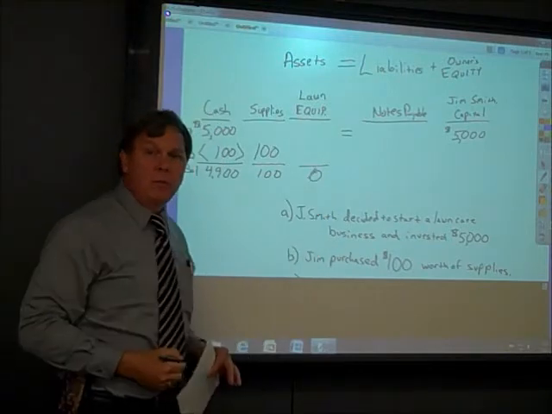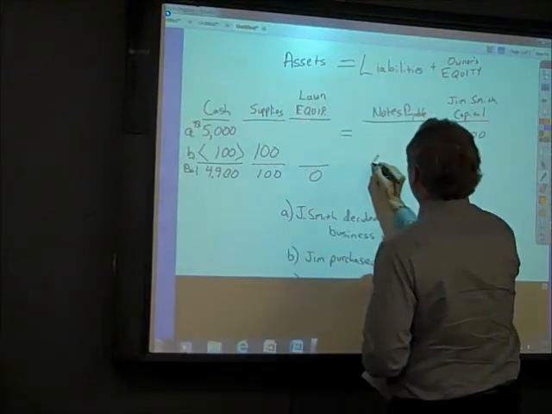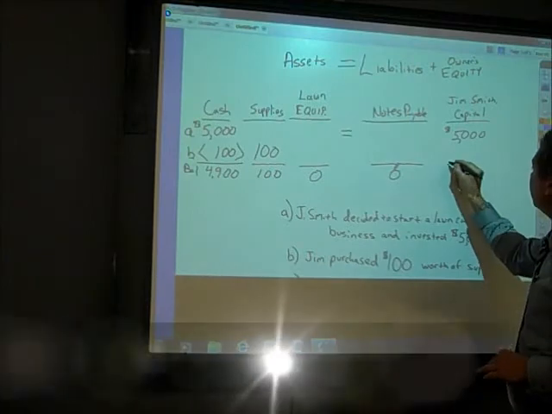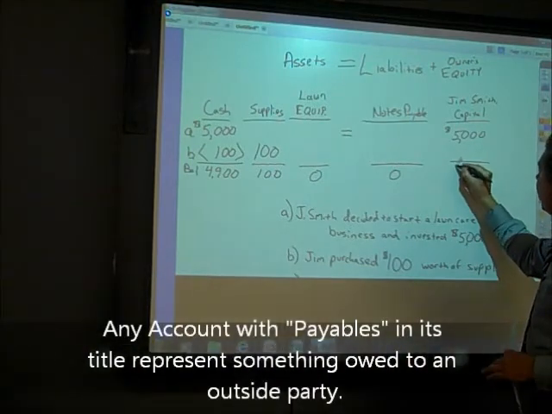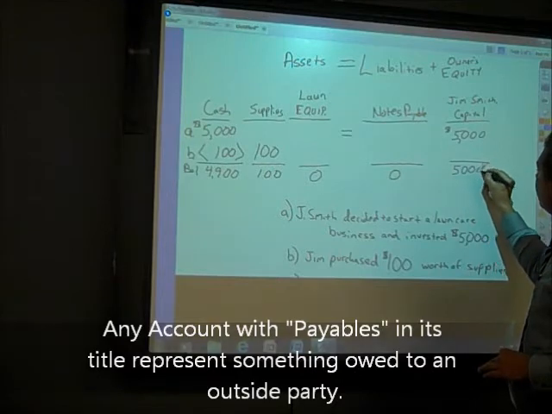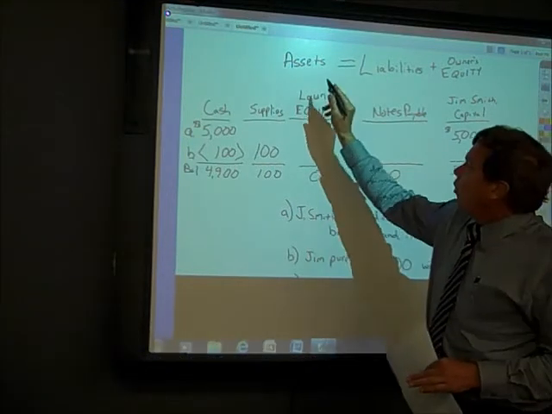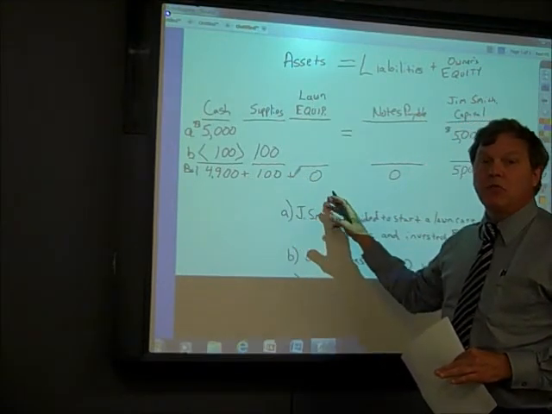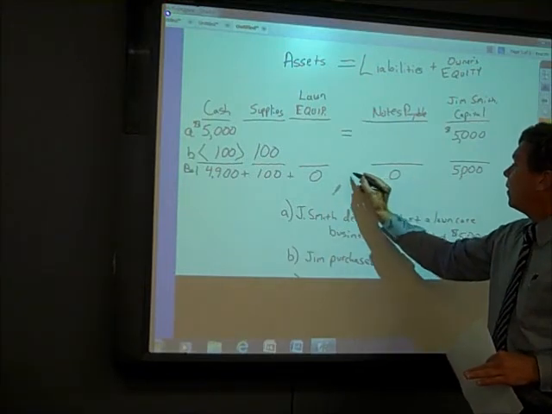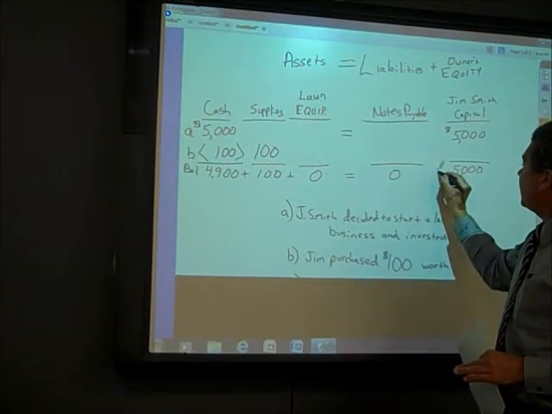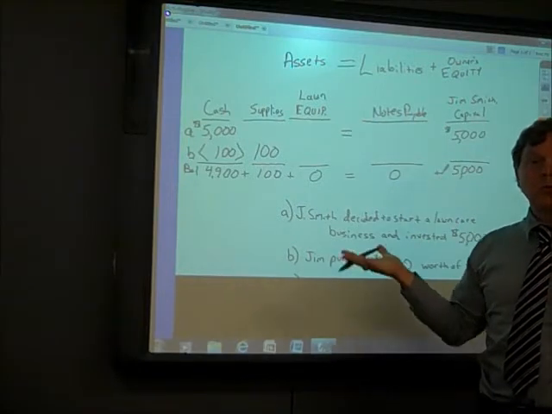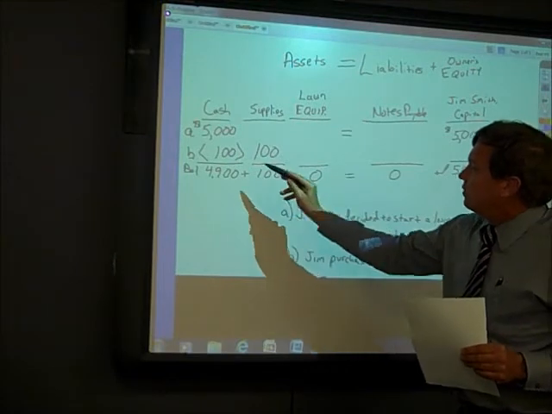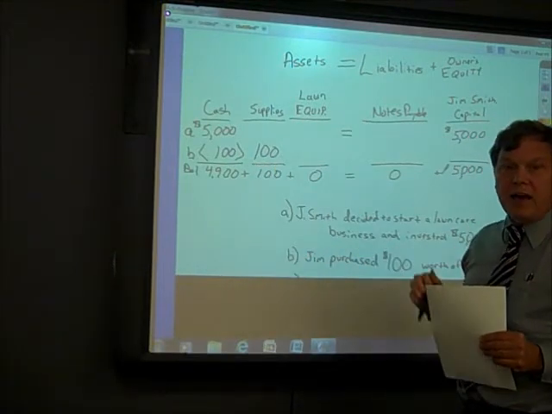I don't have any lawn equipment. I don't have any debt, any payables, and my owner's equity balance didn't change, so that's still $5,000. Now, if you add up the assets together, they still equal $5,000. The liabilities and owner's equity added together equals $5,000, so we're in balance. 5,000 equals 5,000. Again, for every transaction, we've affected at least two accounts.